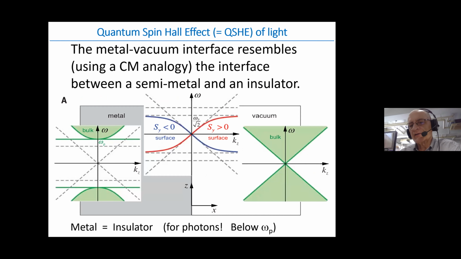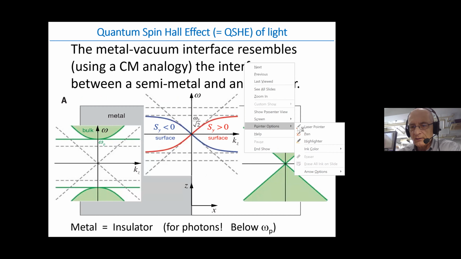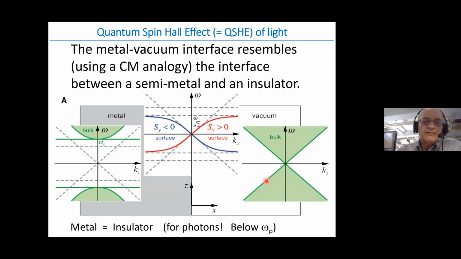So we replace the topological insulator, which is here, let me just do the pointer again. Oh, there it is here. If you have the vacuum, you have a perfect topological insulator, you have a perfect Dirac cone. In a material, there are always surface impurities and dislocations, stacking faults. There's always all kinds of garbage impurities. In the case of the vacuum, it's a perfect Dirac cone. It's absolutely perfect. We replace the insulator by a metal because the metal is an insulator for photons below the plasma frequency. And then the surface plasmon polaritons give you these edge states here. So the metal-vacuum interface resembles, using a condensed matter analogy, the interface between a semi-metal and an insulator.